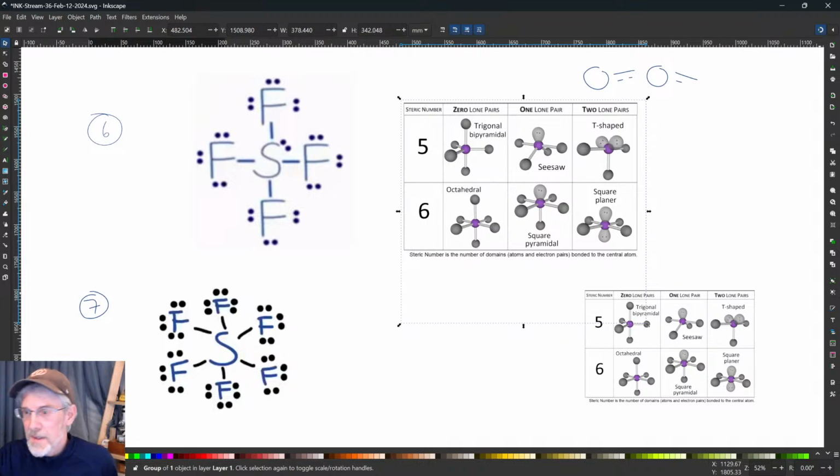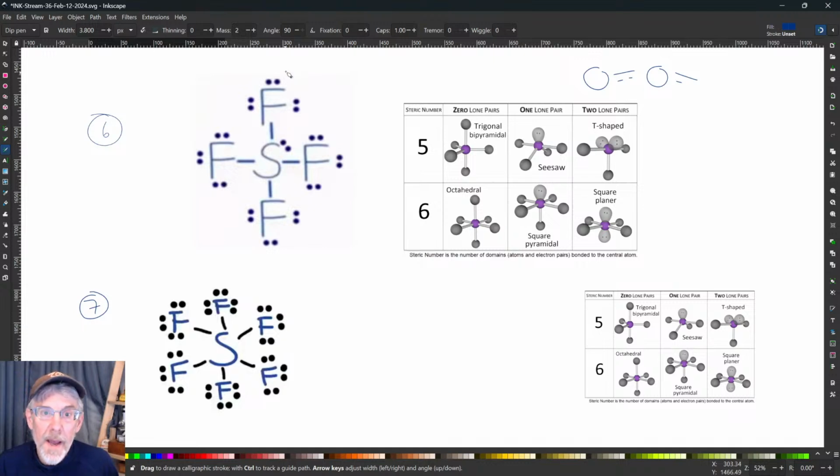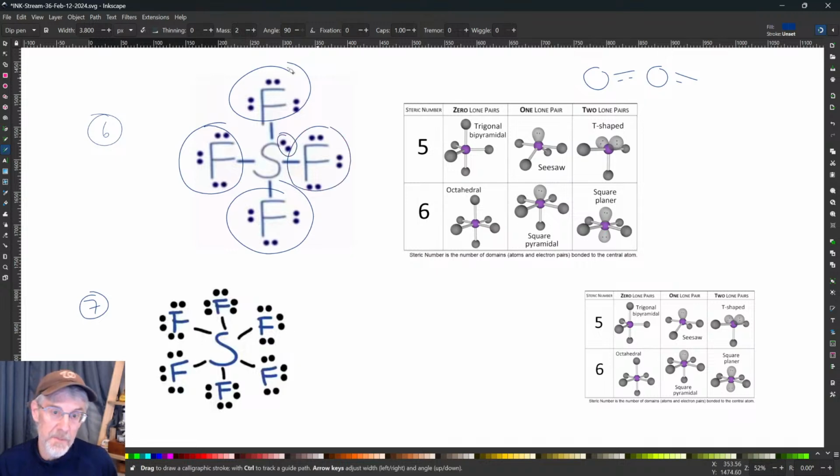Seesaw is what Charlie's saying. Actually, I have to look at this one, think about it here. So we have 1, 2, 3, 4, and then we count this as well as something that's attached to it. So 5 things with 1 lone pair. Yeah, so it is seesaw. What a great name for a molecular geometry, seesaw.